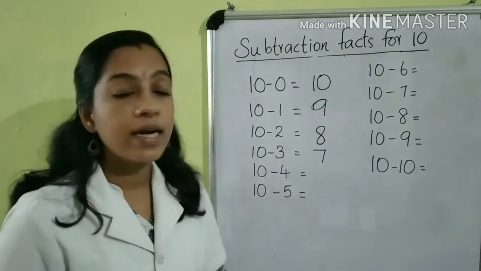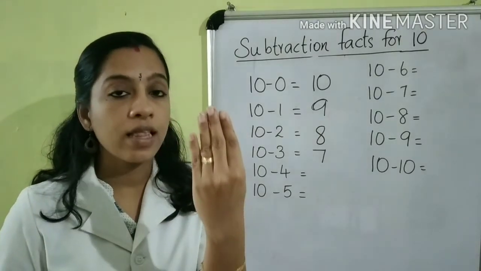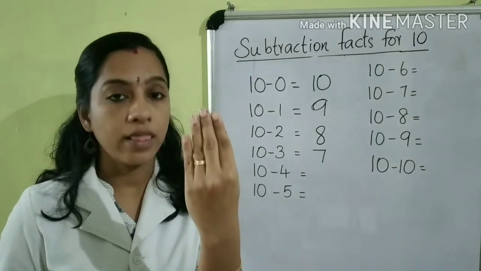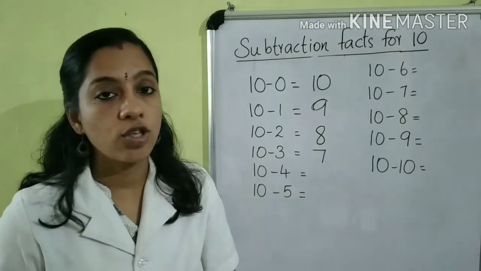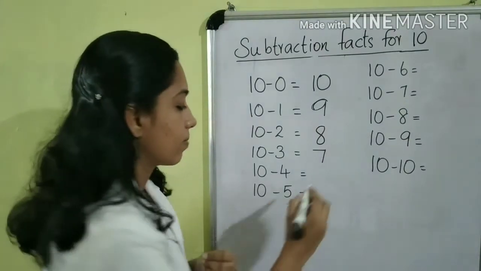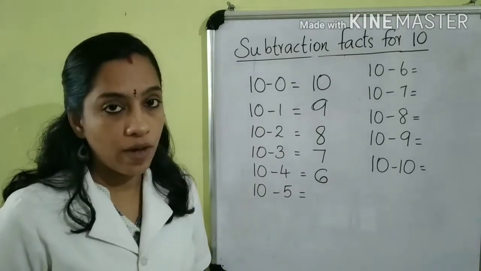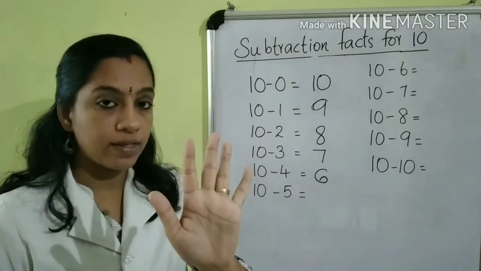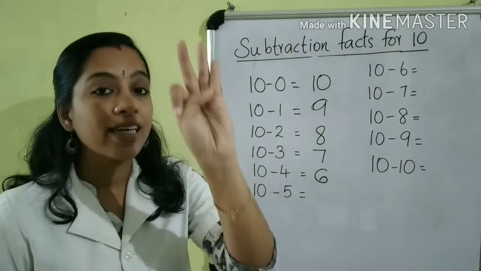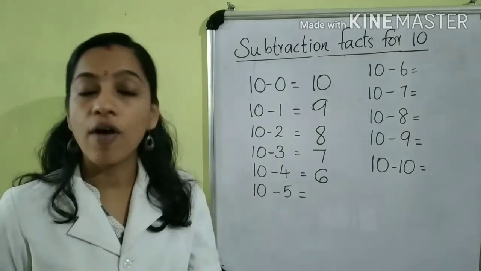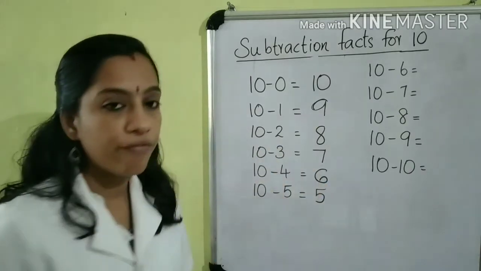The next one, 10 minus 4. So we can take 4 fingers. Then count backward from 10. That is 9, 8, 7, 6. So what will be the answer? 6. Next we have to find out 10 minus 5. So we can take 5 fingers. Then count backward from 10. 9, 8, 7, 6, 5. What will be the answer? 5. So we can write here 5.